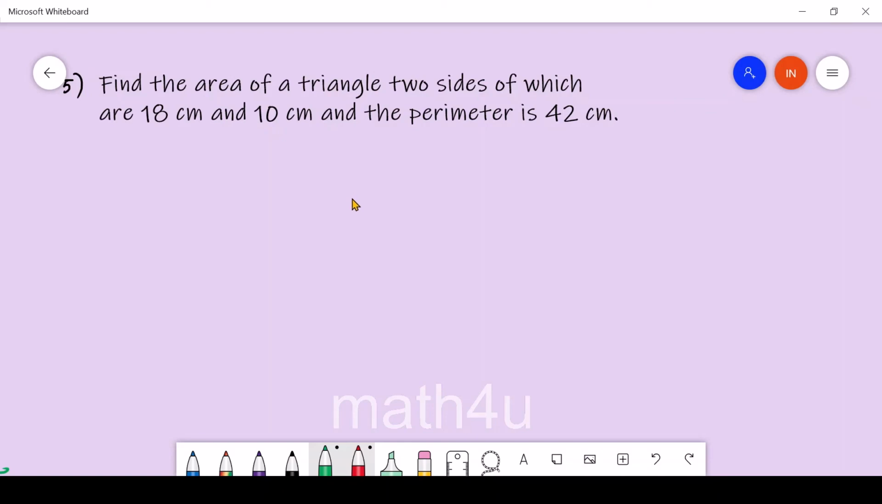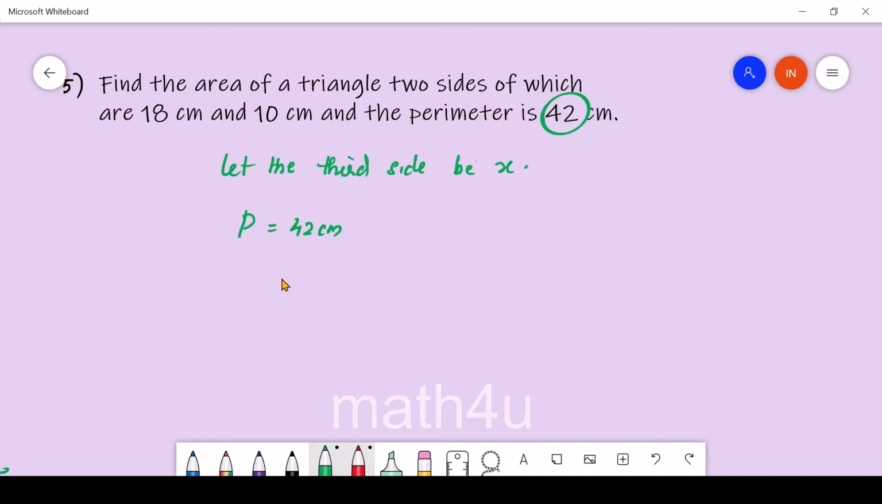So we don't have the third side, right? We don't have the third side. So how can we find out the third side? Let the third side be x. We don't know, right? So we are taking it as x. Okay. So what will be the perimeter? It's given as 42, right? The perimeter is equal to 42 centimeter.